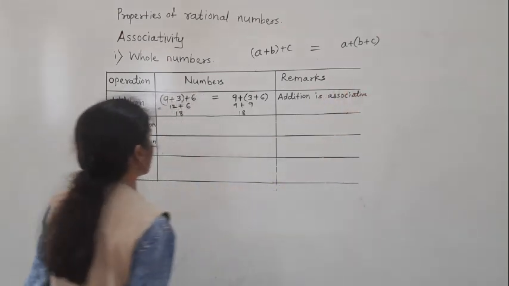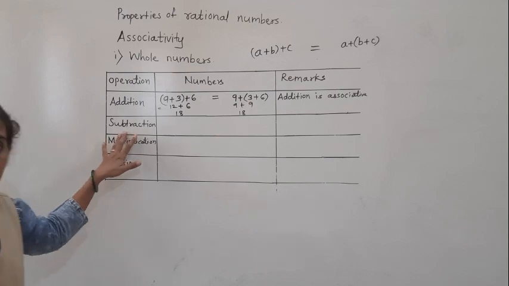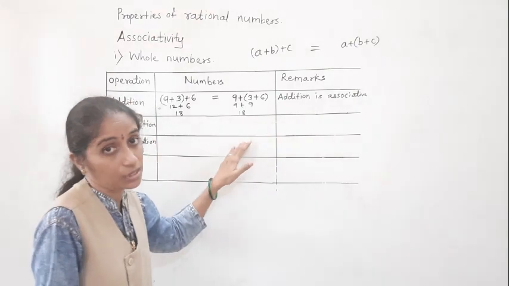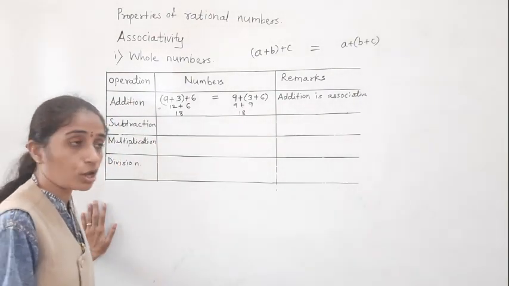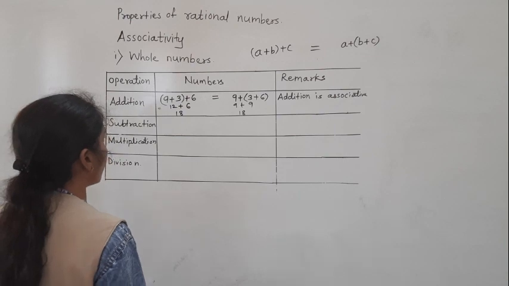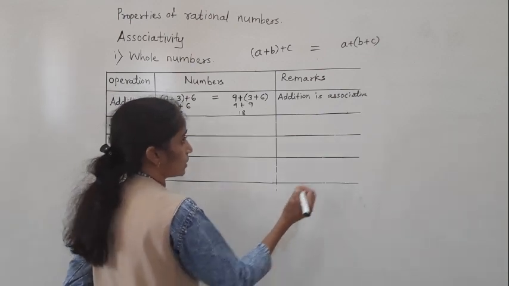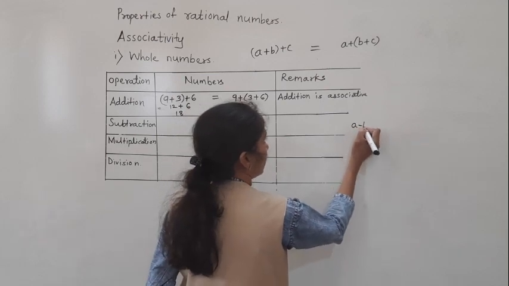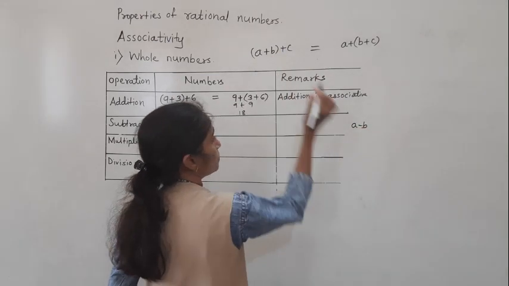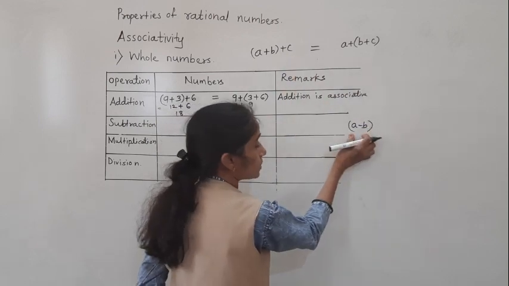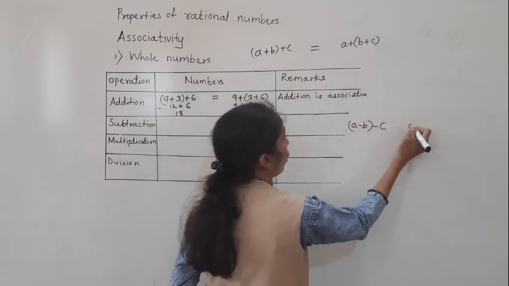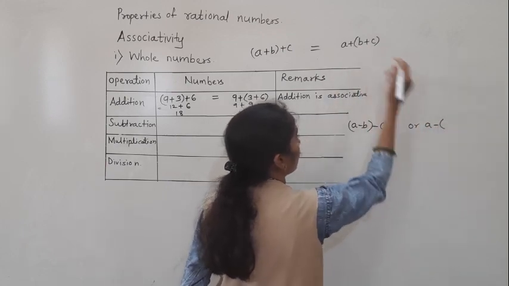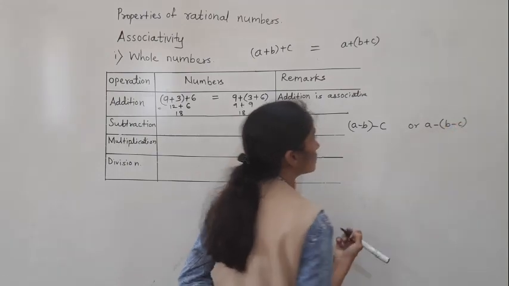Addition is associative. Now we will see for subtraction whether it can work in subtraction or not. It worked in addition, but now we will check if it works in subtraction. We will take one example for this. Now for subtraction, see here: (A − B) in the bracket, minus C. Or the other grouping: A minus, in bracket, (B − C).